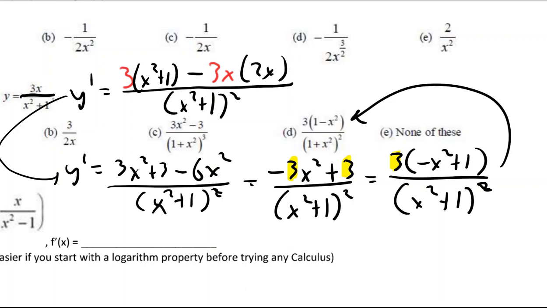But if it's choice B, shouldn't they also take out the negative because... Oh wait, never mind, I see now. Yeah, the x squared is still negative, the 1's still positive. They just flip the order of the terms.